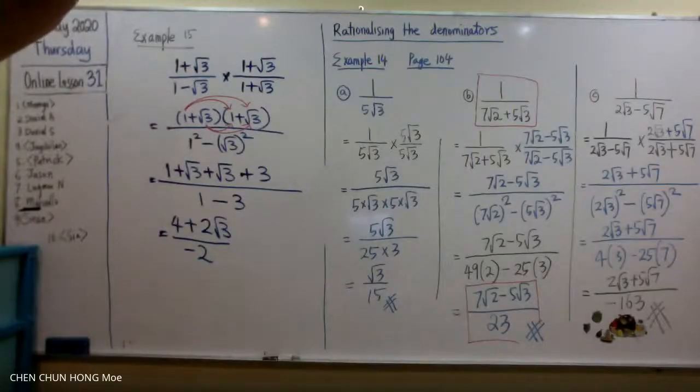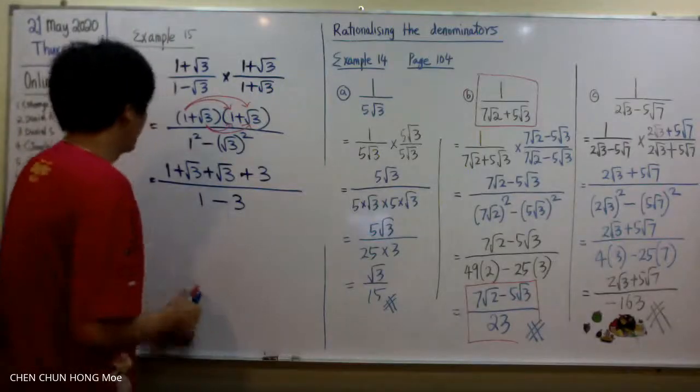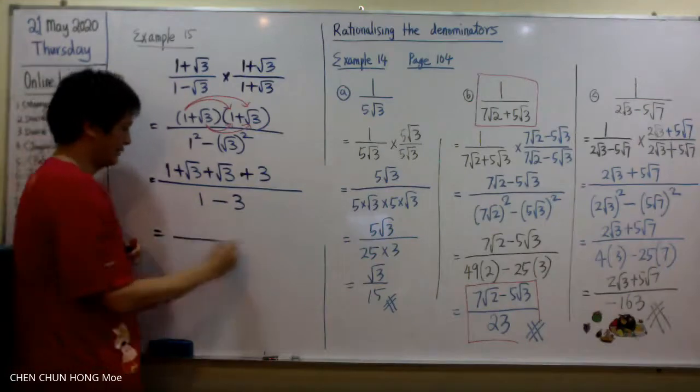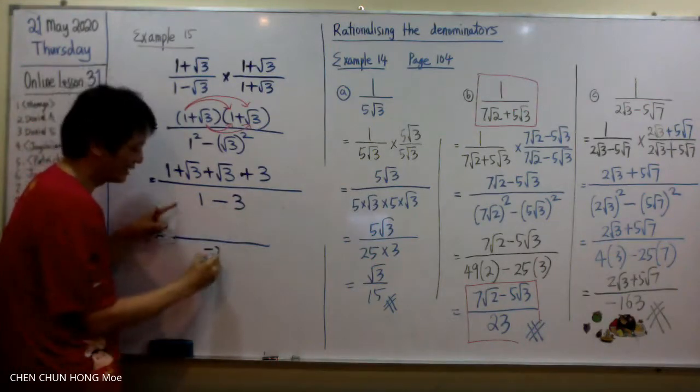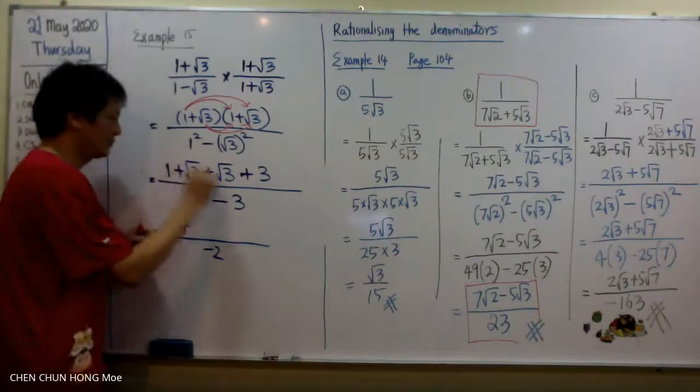Sir, can you repeat the step from the first, like the 4 plus 2 surd 3? How does it become 4 plus 2 surd 3 over negative 2? This one, is it? Can you repeat that step? Okay, I can do that. This one, 1 plus 3. Down here, this one is negative 2. So 1 plus 3 is 4. Now, I think your problem is this.